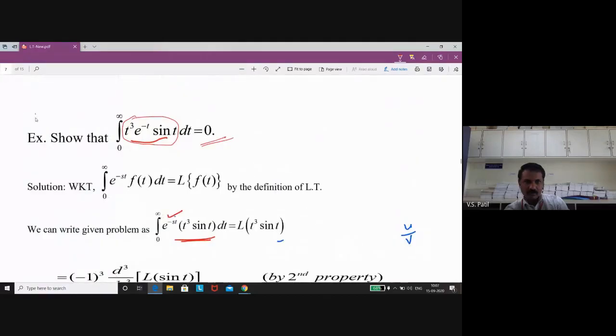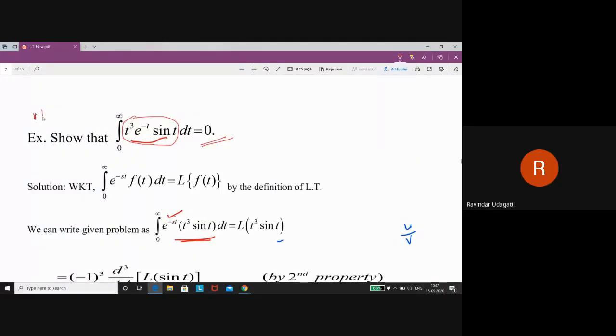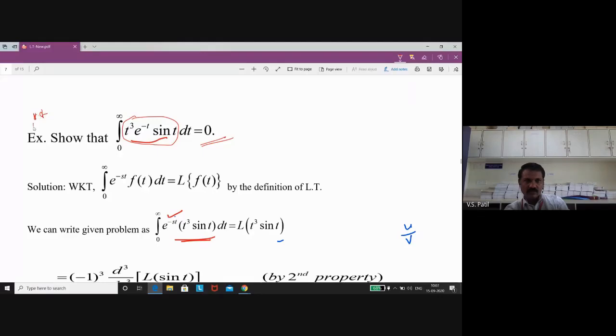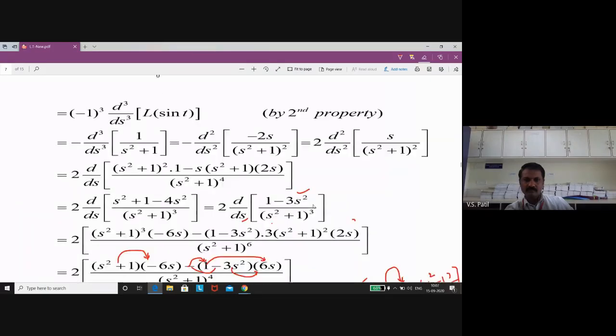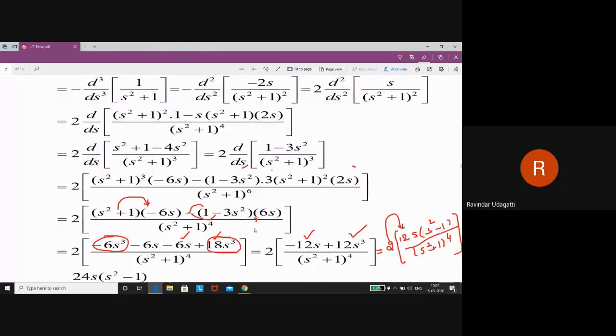Is that clear or not? Yes, sir. Okay, this is one of the very important examples. Now, this example is clear. Hope this example is clear. Clear or not? Yes, sir.